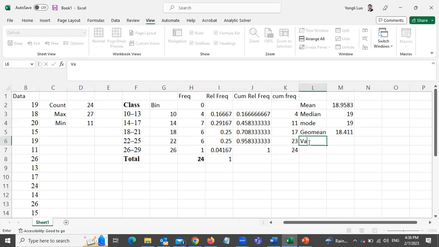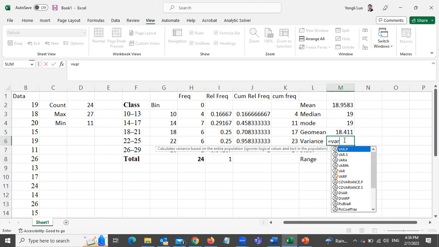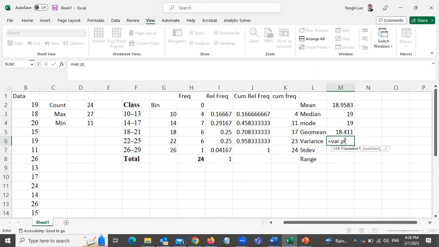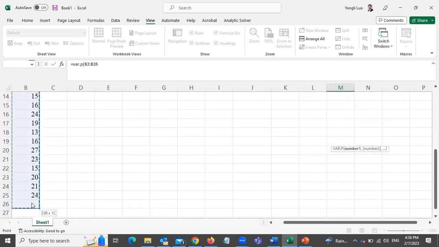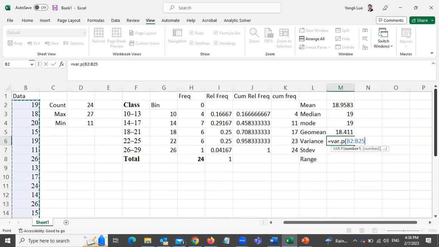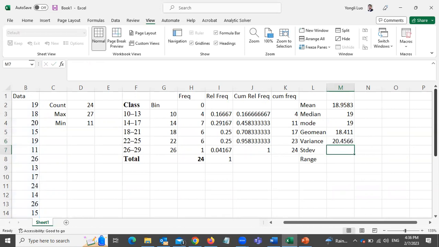So you can do the variance, right? And then you have the standard deviation and the range. Okay, you want a range too? The variance is VAR.P. That means the variance of the population, or S. This is the variance. VAR.P is for a population.